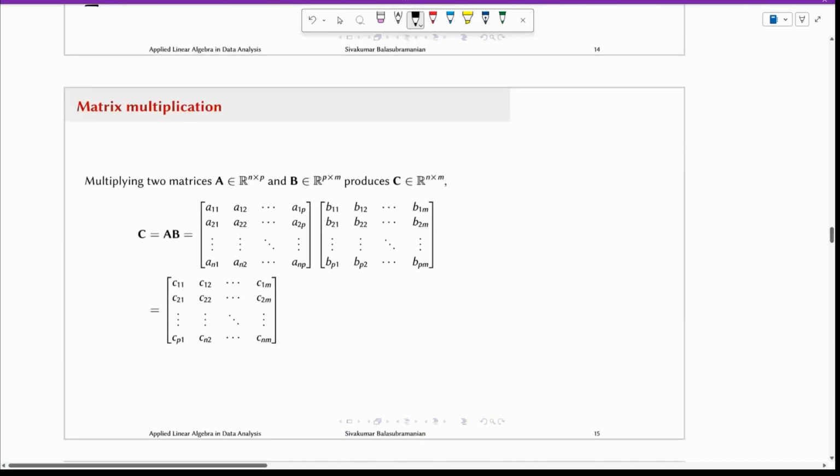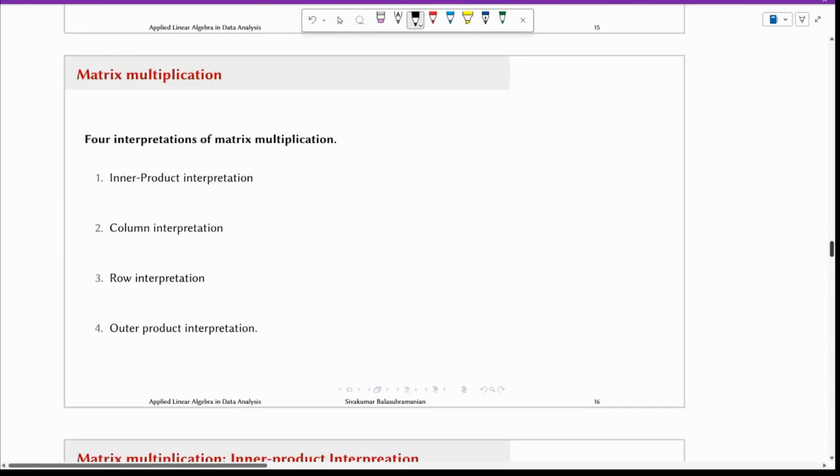With those two definitions, it is very important that you're comfortable with them. Then we come to the general definition of the multiplication of two arbitrary size matrices. A is m cross p, B is p cross n, which will then produce an m cross n matrix. Okay. Turns out there are four ways to view this, or four interpretations of matrix multiplication. The first is called the inner product interpretation. Second is the column interpretation. Third is the row interpretation. Fourth one is the outer product interpretation.